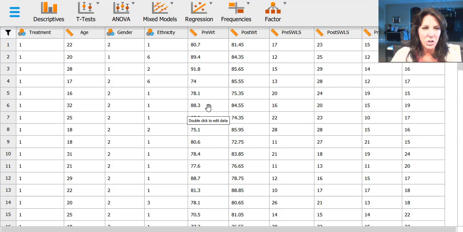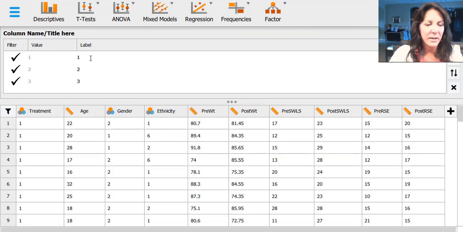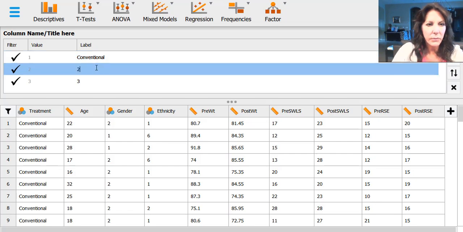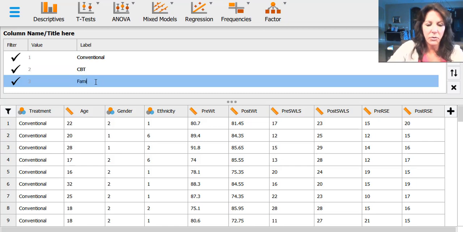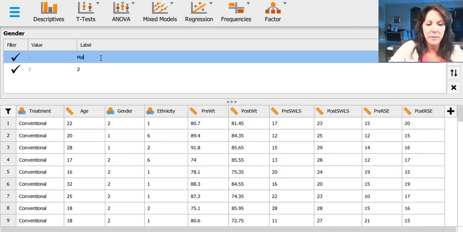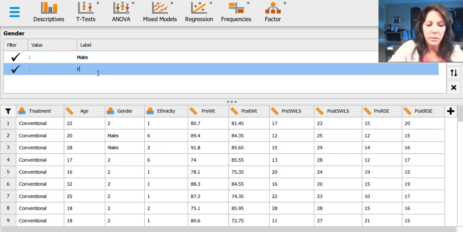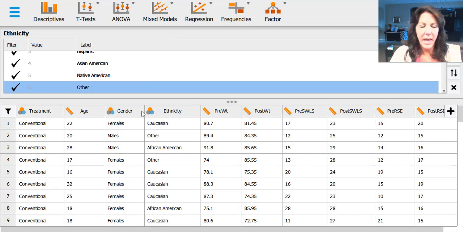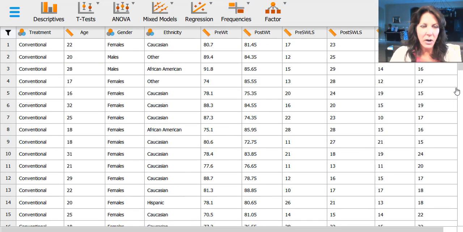The next thing we're asked to do is to do the data labels, so I'll do that very quickly. Conventional therapy for the first group. Cognitive behavioral therapy for the second group. Family therapy for the third group. For gender, we had males and females. And then finally, we have the ethnicities. And voila, they are there. So now we are all set.